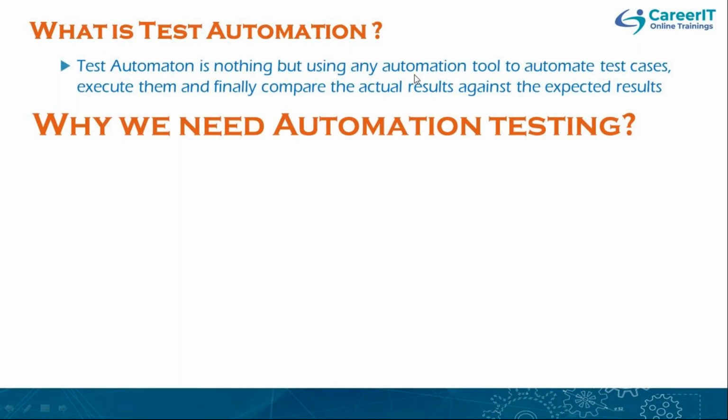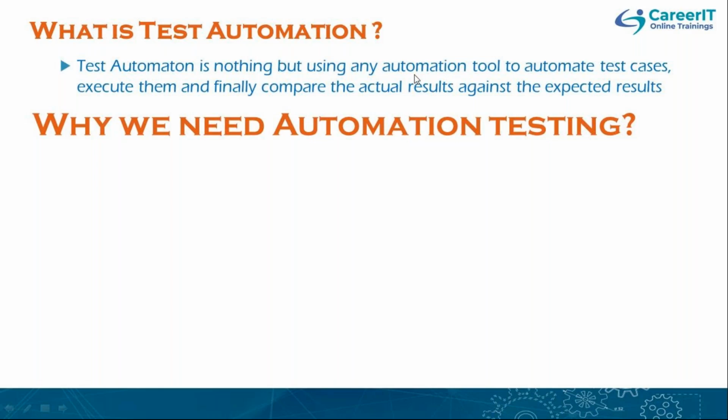As part of test automation, we are going to validate the application, or test the application, by using a particular automation tool. That is nothing but test automation. Here also we are going to compare the results, as we usually do in manual testing, like actual results versus expected results. That's what we do.